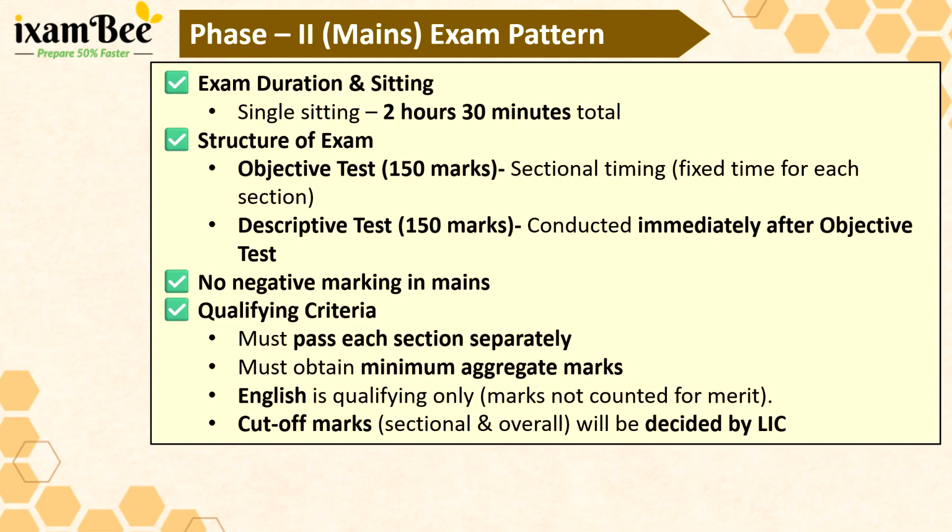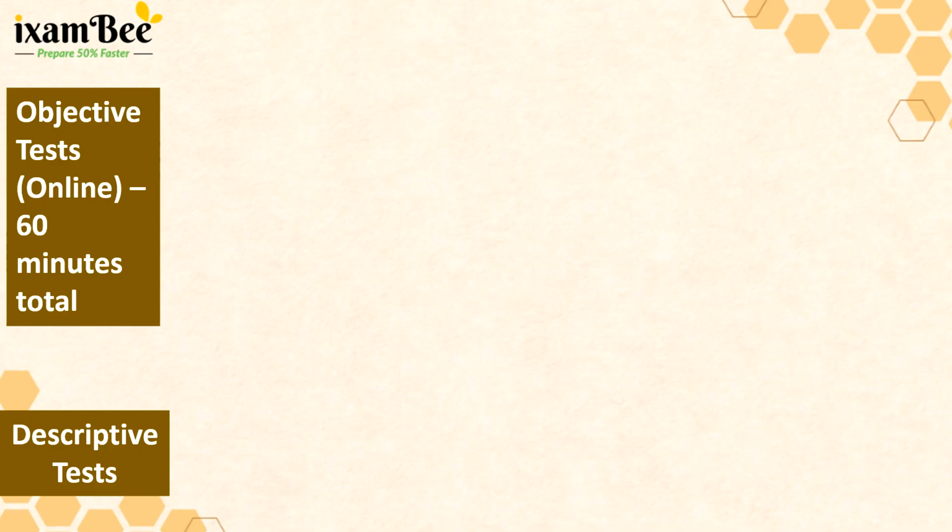As you can see, the objective test has a sectional timing. However, the descriptive test is conducted immediately after the objective test. There is no negative marking in the mains exam. However, each section needs to be passed separately, and the sectional and overall cutoff marks will be decided by LIC.